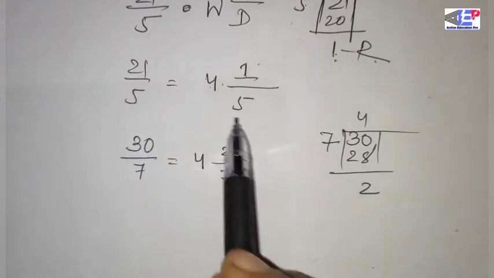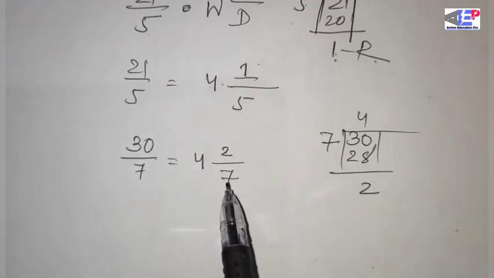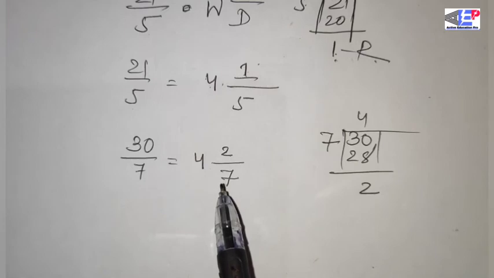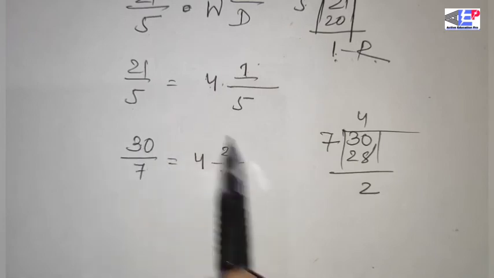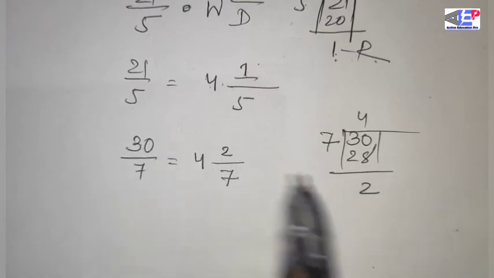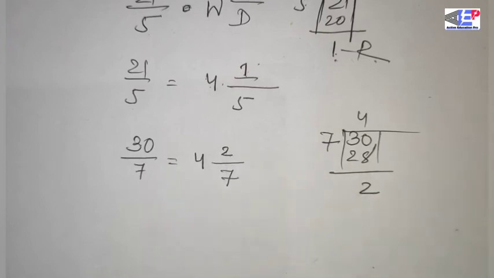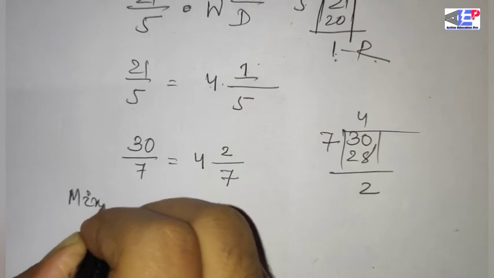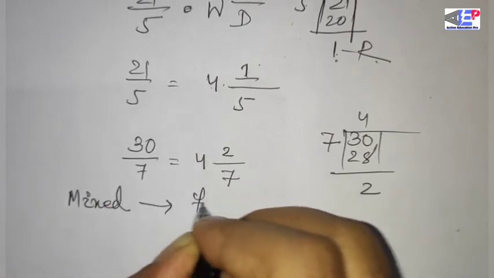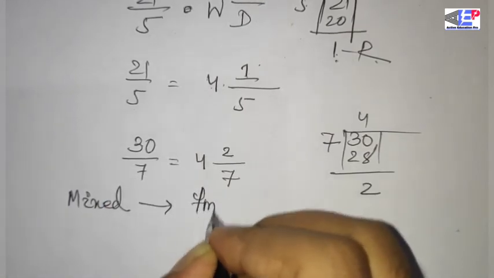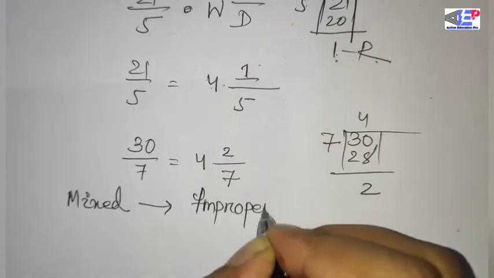The main interesting thing at conversion time: the denominator is always the same. 5 is 5, 7 is 7. No change on the denominator, just change the numerator and convert to a mixed fraction. 2 is the remainder and 4 is the quotient. Then the next thing is to convert mixed to improper fraction.